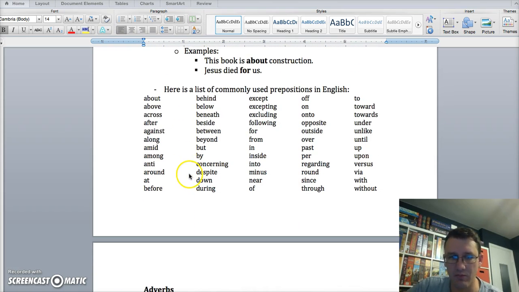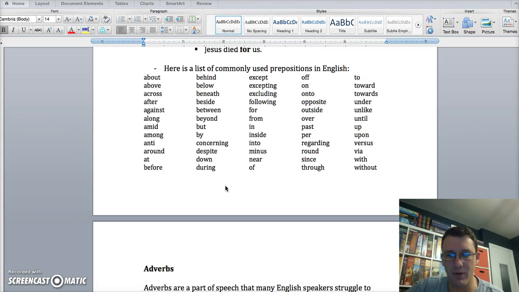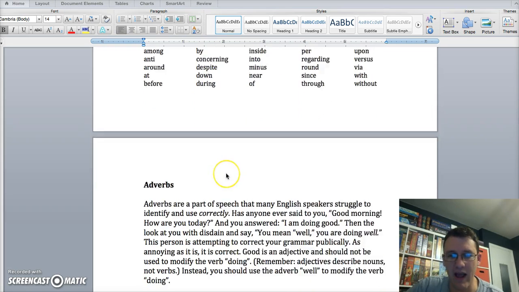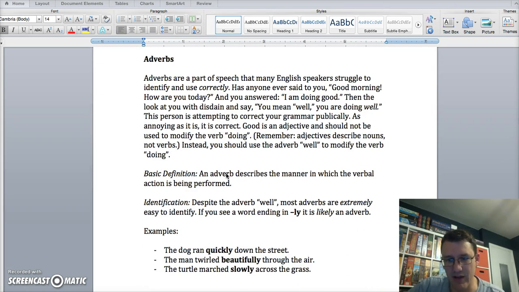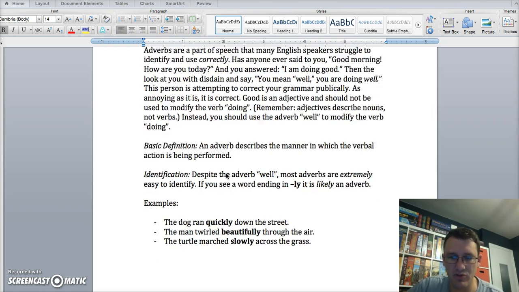And here are some examples. So this is something you're going to need to be doing in your homework, is identifying the different prepositions you see. All right, adverbs. This is something that we have colloquially destroyed in the English language, which is fine.